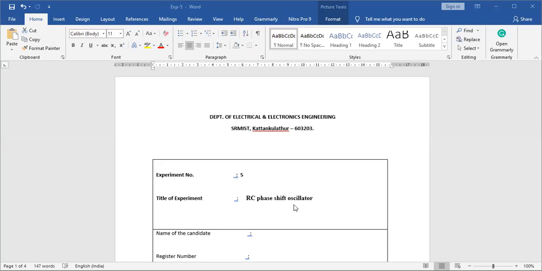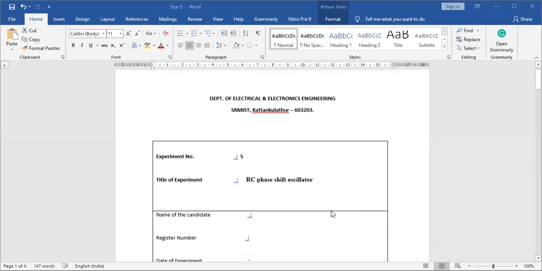The condition for oscillation is the Barkhausen criteria, that is, A beta should be greater than 1. The total phase shift is either 0 or 360 degrees.